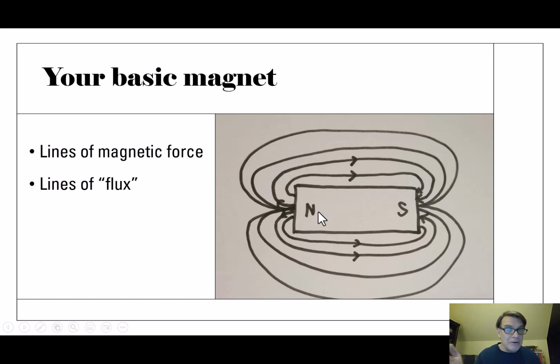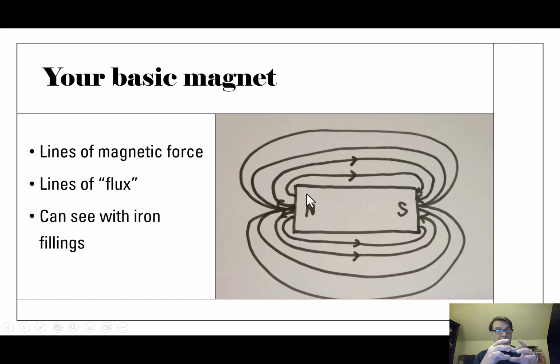Remember, this is very much like a battery, right? Electricity goes out of the negative and back into the positive. And inside the battery, you've got chemical things going in the opposite direction. So these are lines of magnetic force. I didn't draw the arrows on the top too, but it's the same. Lines of magnetic force or lines of flux. And you can see this. You can actually see it if you take a magnet like this and you sprinkle some iron filings on it. The filings will kind of line up in accordance with the lines of magnetic force. You can actually observe the magnetic field if you use the iron filings. Okay, so that's the basic magnet.